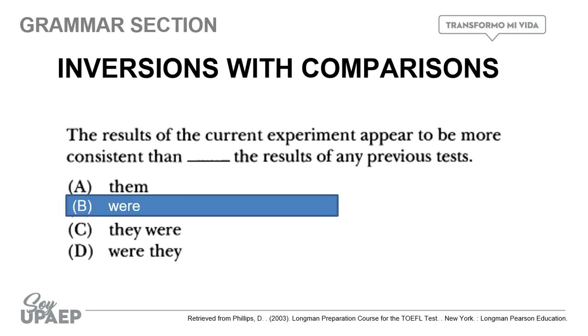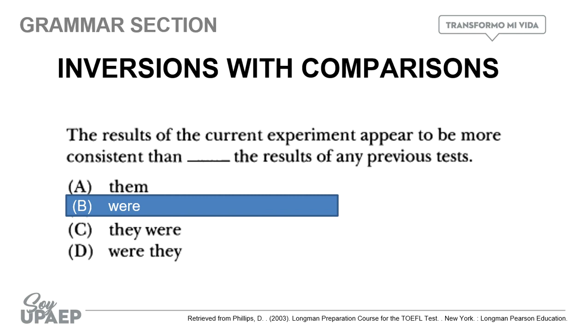Okay, the correct answer is letter B, where. If you notice, it cannot be them. Letter C, they were, cannot be either. And were they cannot be either. Okay, the answer is B. And in this case, an inversion is being used. Letters C and D cannot be possible because you already have the results. So if you choose any of those options, you are doubling the subject. Them is completely out of the question. So the correct answer is letter B.